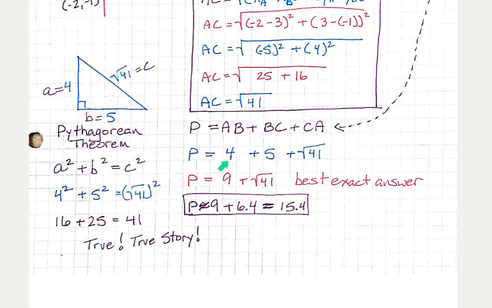So when we add those together, 4 plus 5 is 9. Now you can't just add 9 and 41 because this is the square root of 41. So the best exact answer for this would be 9 plus the square root of 41. And let someone else turn this into a decimal and round it off where they think is most appropriate. But if you needed to, you could say that the perimeter was approximately equal to 9 plus 6.4, which is equal to 15.4. The whole perimeter is approximately 15.4.